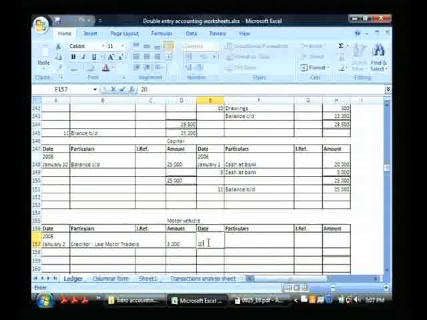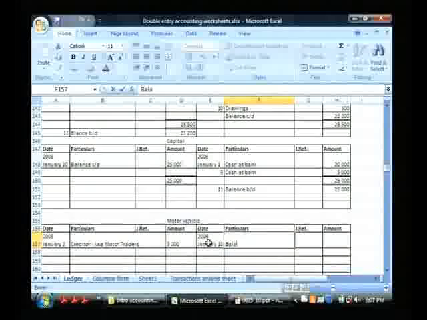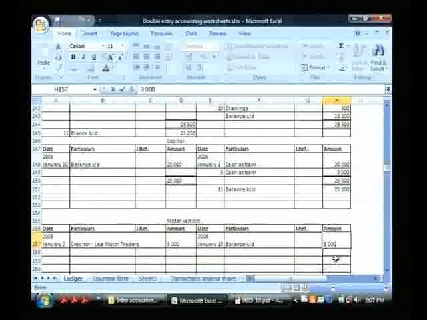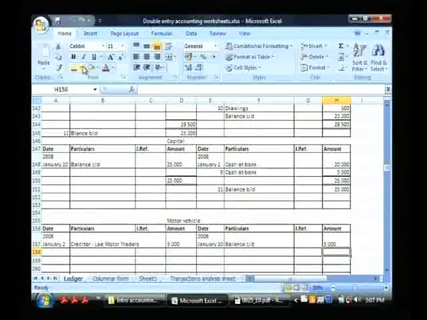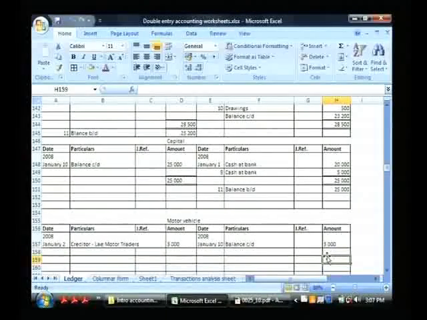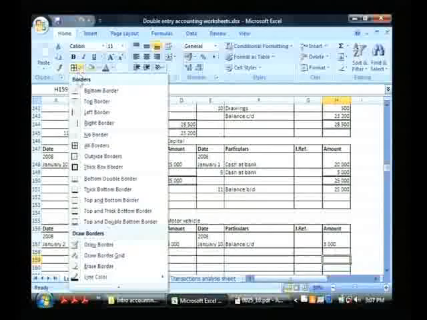Here, 2008, January 10th, balance carried down is 3,000. Motor vehicle 3,000. Then the total.